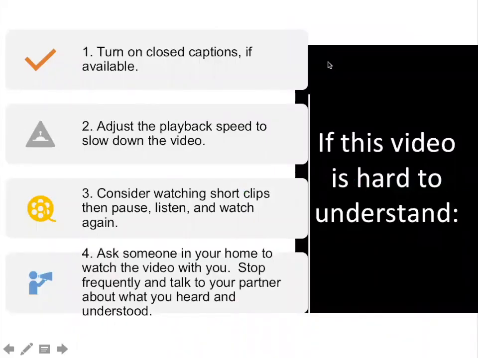If this is difficult to understand, feel free to turn on the closed captions, adjust the speed of the video, pause and watch again, or pause and discuss with someone in your home.